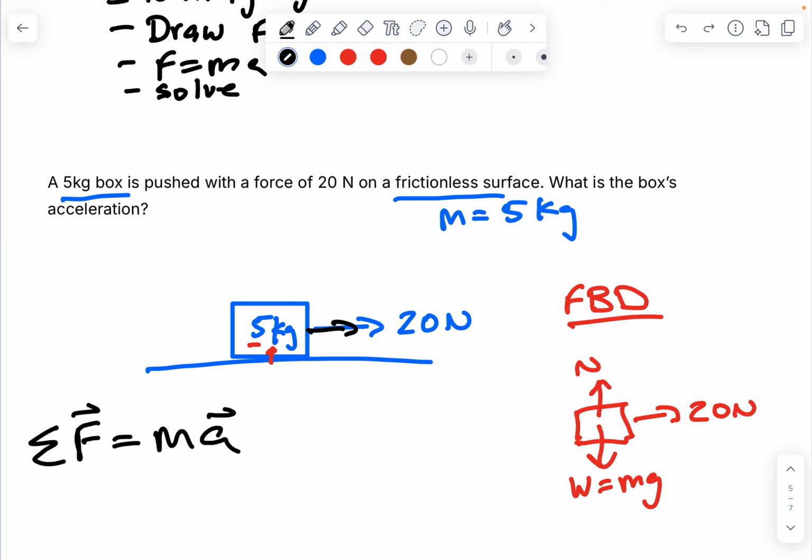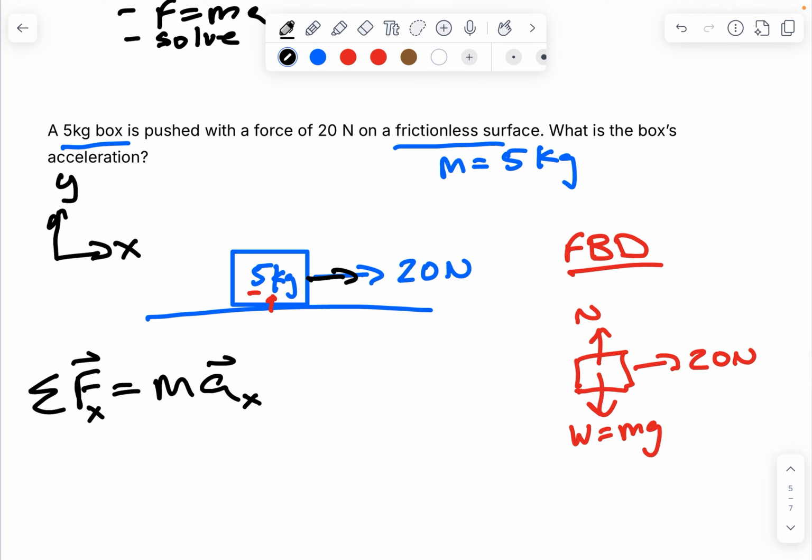So I'm going to draw a little coordinate system: this is my x direction, this is my y direction. We have no movement in the y direction, only in the x. So I'm going to look at only forces and acceleration in my x direction because that is my critical direction.